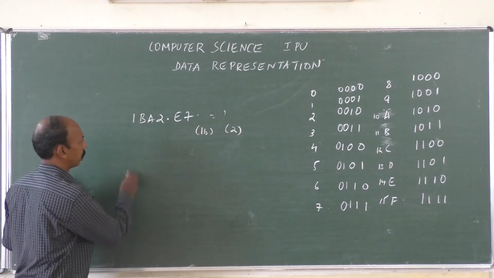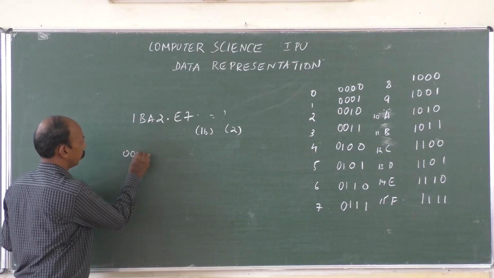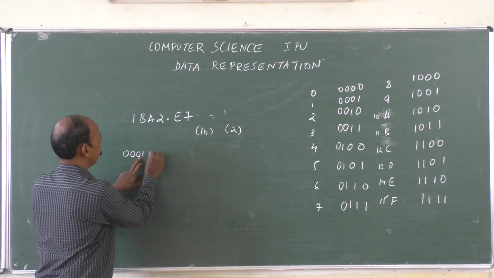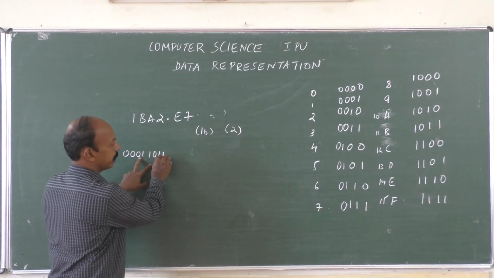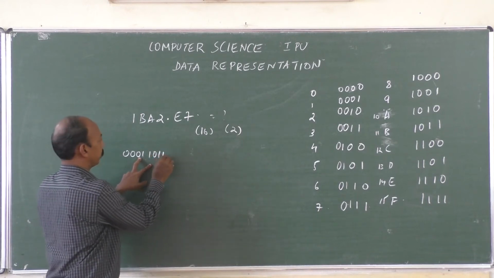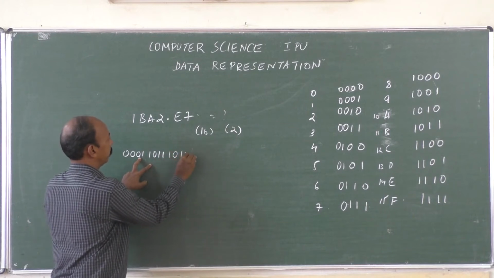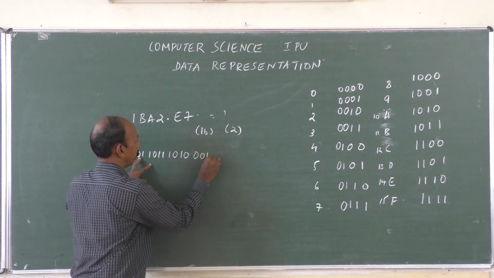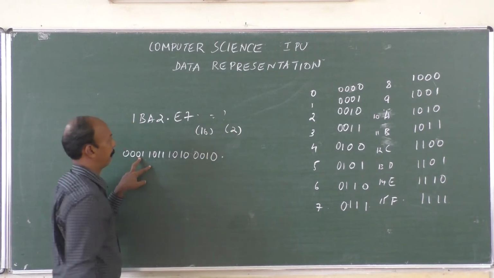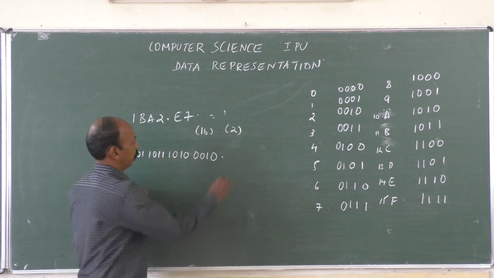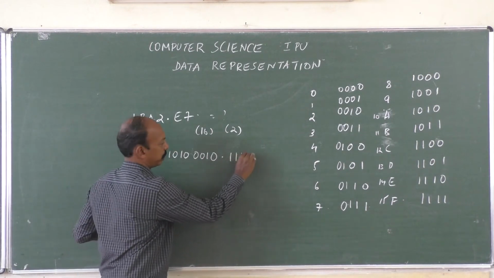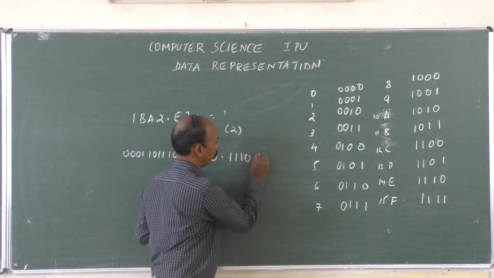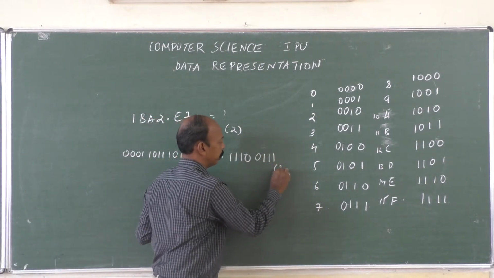1, 1 is what? 0 0 0 1. B is what? B is 1011, 1011. A is 1010, 1010. 2 is 0010, 0010. Point. E is what? 1110. 7. 7 is 0111 to the base 2.